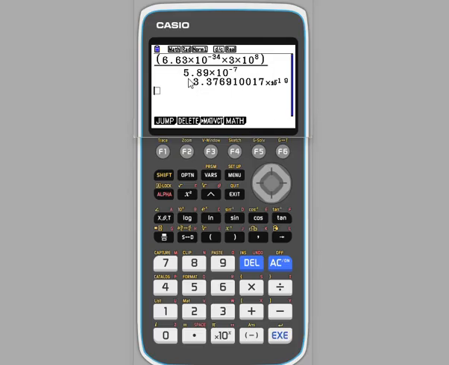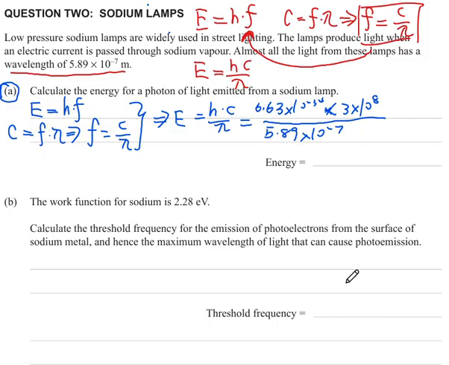Since the wavelength is given in this format, like 5.89 in 2 decimal places, so maybe we want to correct our final answer to 2 decimal places too. So it's going to be 3.38, right? Let's come back. Should be 3.38 times 10 to the power of negative 19 joules. So energy is, we can write it here. Yeah, so this is how we do this question.